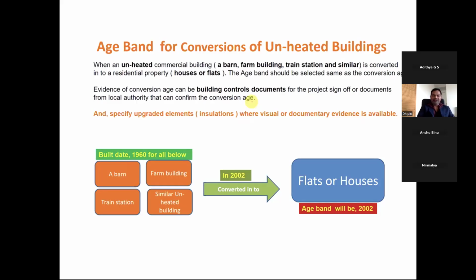Let's say we buy it in 2025. We all think it's a very new property, but when an energy assessor comes, he looks at when the train station was established. Let's say it was 70 years back. So the age of the property would be given as a 70 year old property, though you have bought it in 2025. That is something that needs to be considered.